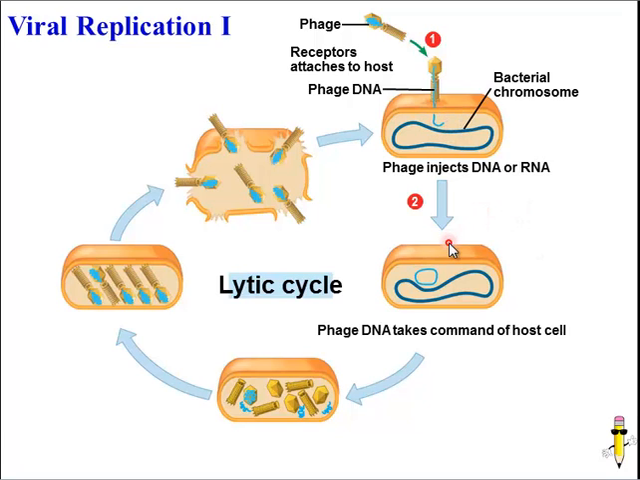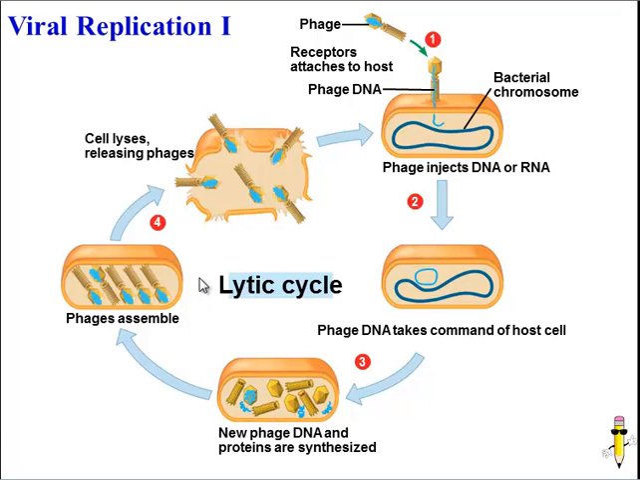Once the DNA or the RNA is in the cell, it can take command of the host cell, and now it's going to use the host materials, like its enzymes and other proteins, to make more viruses. So here you can see the DNA from the virus has been used to make more viruses. And once all those viruses are complete, they are released from the cell through a process called lysis. The viruses burst out of the cell, destroying the host cell in the process.